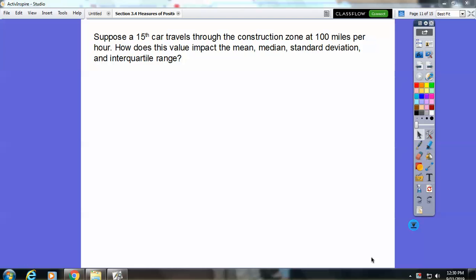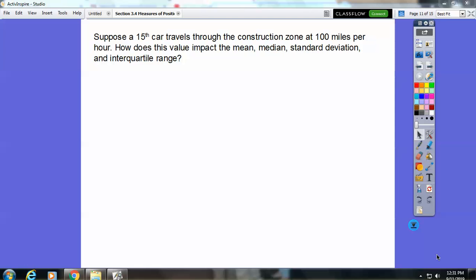Let's finish up the notes from section 3 and 4. We had started those and got through most of it. I told you I was going to finish them today and then give you some time to work on homework. We had just broken down the interquartile range.